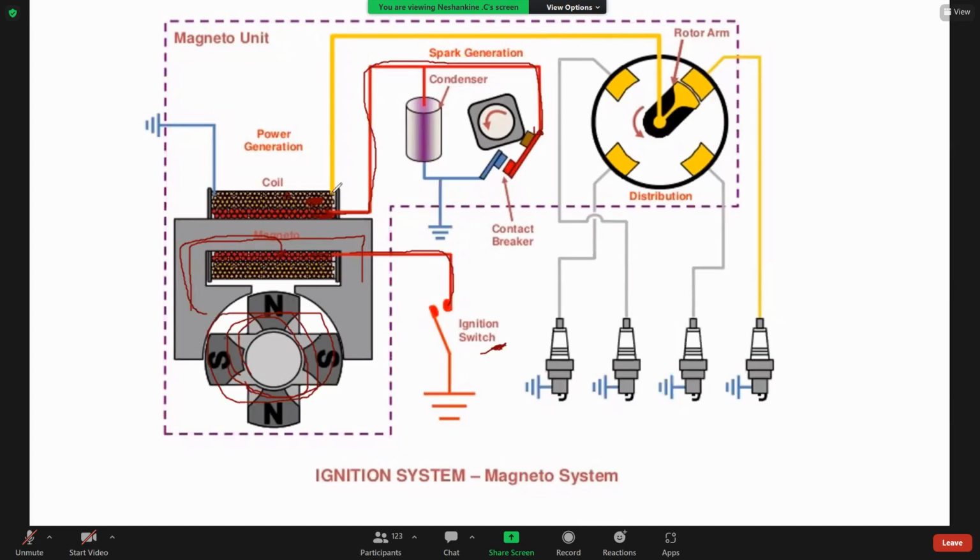Then this high voltage passes this way and comes to this distributor. Then the spark occurs at the spark plug cap. Understood? Anyone, do you have any clarification?